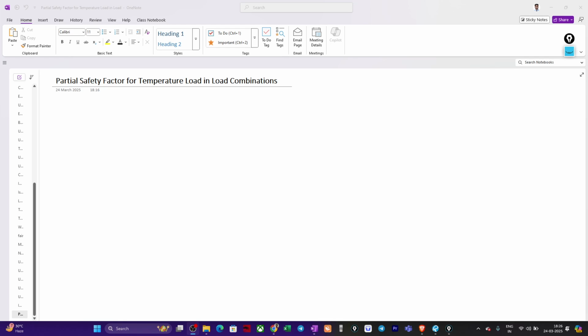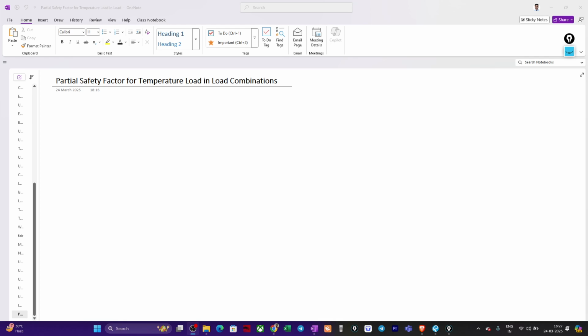So if you see IS 456-2000, there is also no clear mention of what the partial safety factor should be when we are combining the temperature load with our other load combinations. It is not mentioned correctly. Even if you go for IS 875 part 5, there also the load factors are given as 1. Okay, you can refer to that code book.